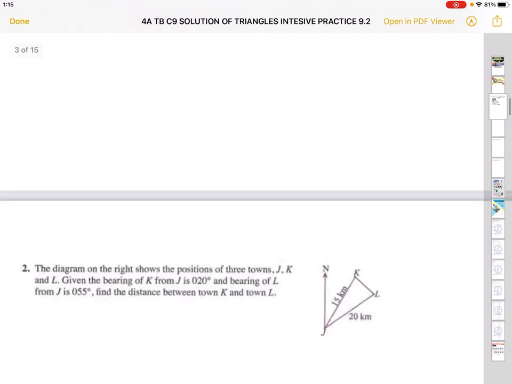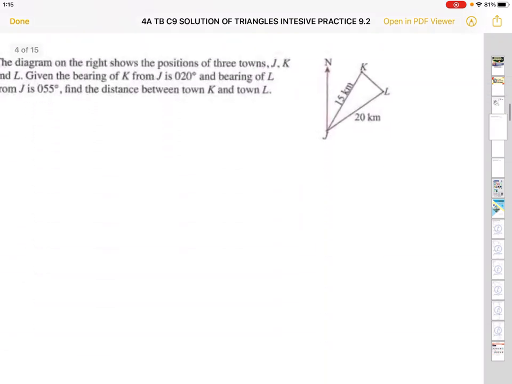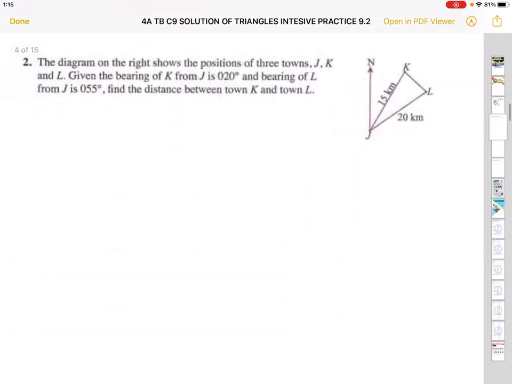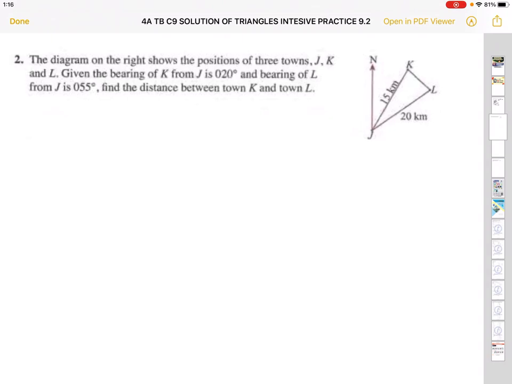All right, let's move on to question number 2. Now this question requires some knowledge about bearing, and they used to teach bearing in Form 5 Modern Maths, but it is now removed from the syllabus. But it's not something very difficult. Probably you've done it in your geography, right?